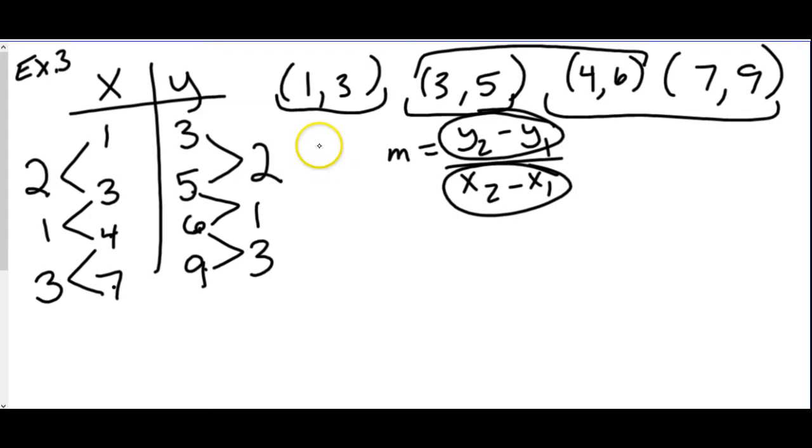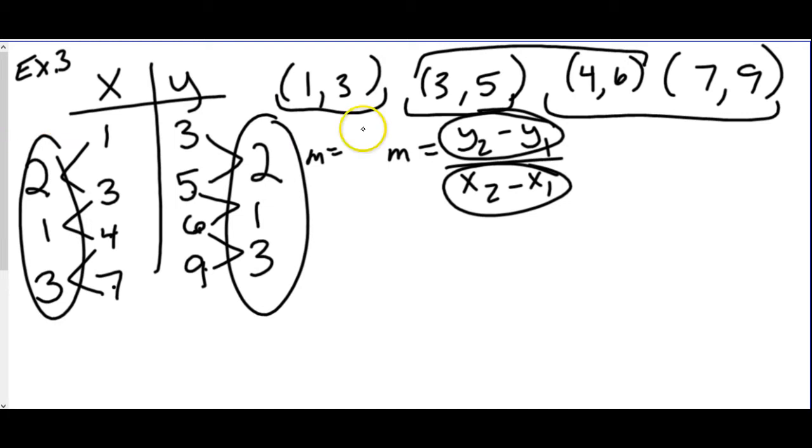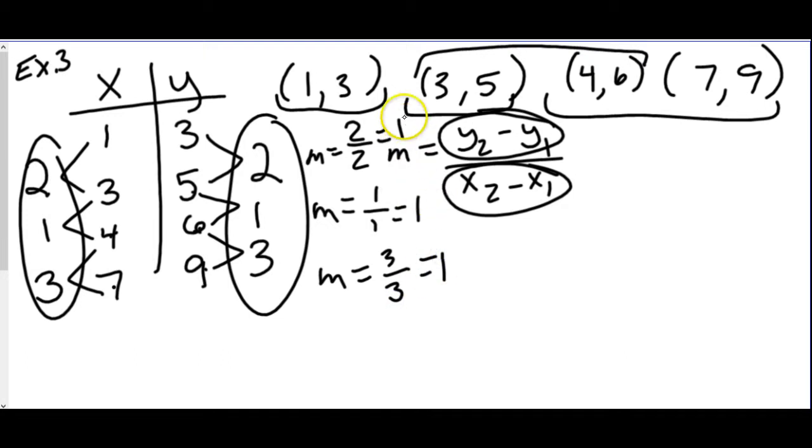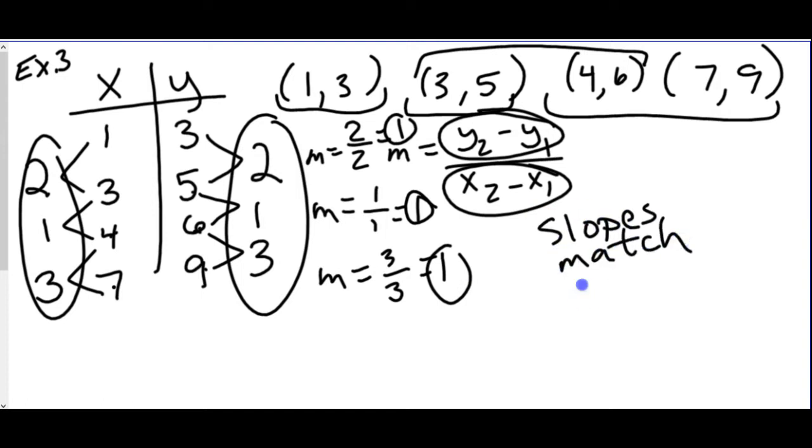Now we're going to find the slope by actually stacking them. Now this right side was our y values. This left side was our x values, so we'd have to go y over x. 2 over 2, which is 1. Y over x. 1 over 1, which is also 1. And 3 over 3, which is also 1. So if all of our slopes match, that means the data is linear. If our slopes match, we have linear data.